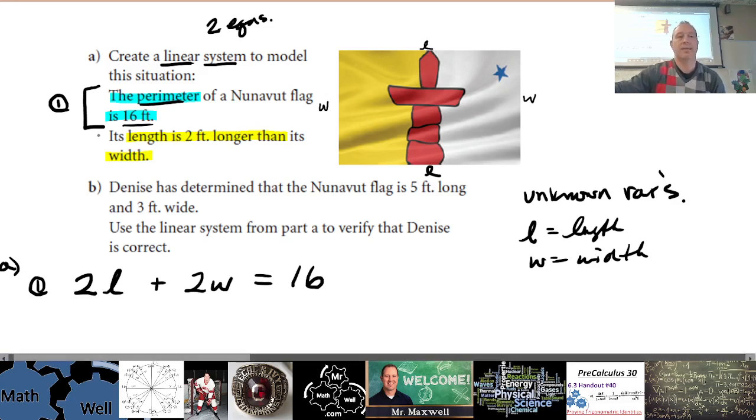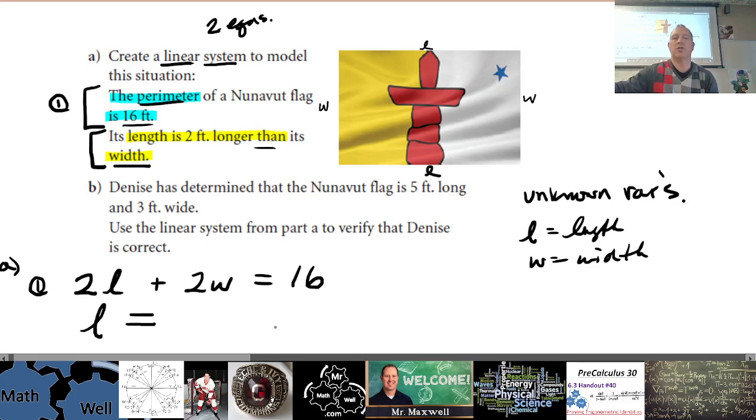Let's look at the second bit of information. Oh, here we know it can't be a square. Why? Because the length is 2 feet longer than its width. So remember, the length is the long side. So I am going to start by saying the length, being the long side, is equal to what?